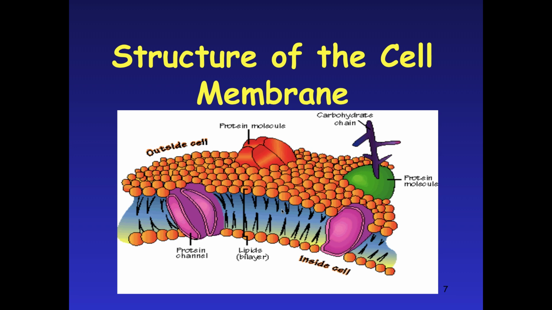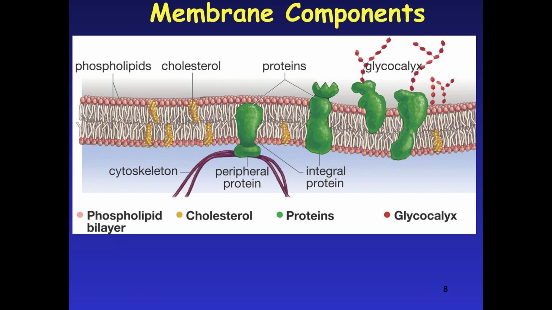All right, so let's look at the different parts of the cell membrane. The most important feature of the cell membrane, which you need to know, is that it's made up of a phospholipid bilayer.